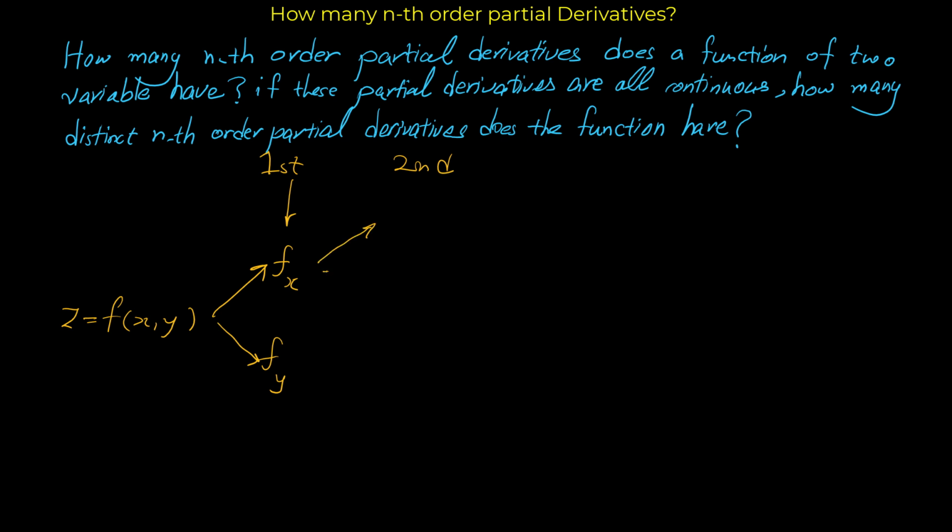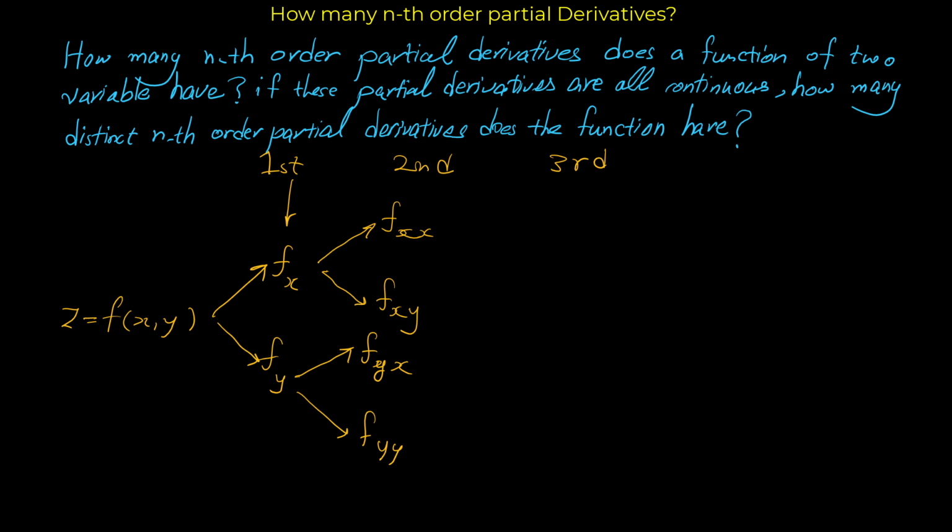From fx, the partial derivative with respect to x, we can take the derivative with respect to x again, or we can take the derivative with respect to y this time. From fy, we can take the derivative with respect to x, or with respect to y. How many second order partial derivatives do we have? 4. Now let's see how many different answers we have for the third order partial derivative.